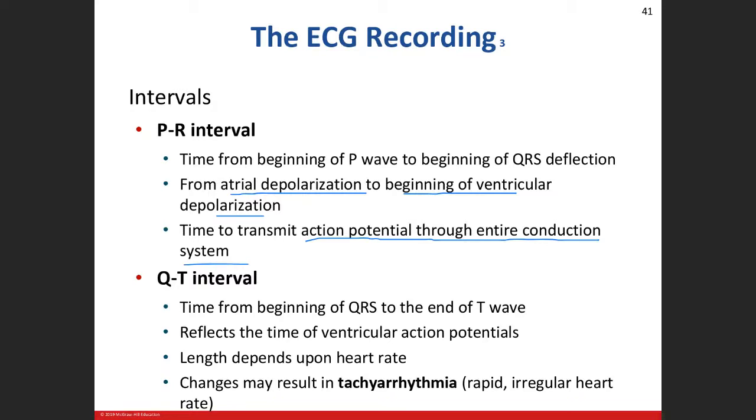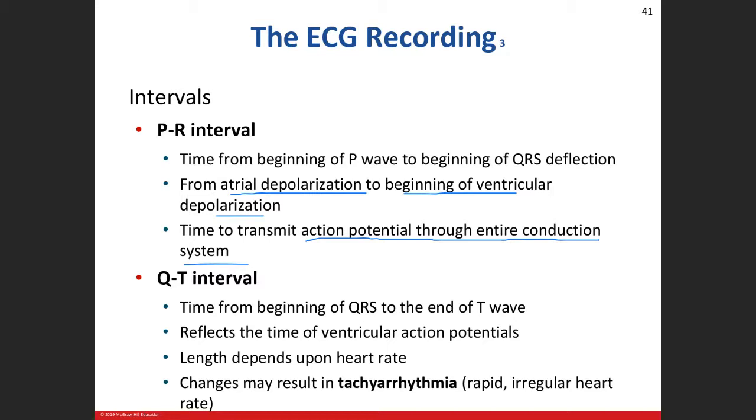So if we see a prolonged PR interval, then we're going to ask, why is it taking a longer time for our action potential to get through the conducting system? There could be a problem with some of the neurons. Maybe something's going on at the AV node, maybe at the bundle branch, or the Purkinje fiber. So if we see a prolonged PR interval, we're thinking something's up with the conduction system.